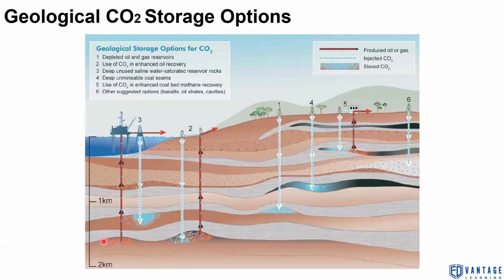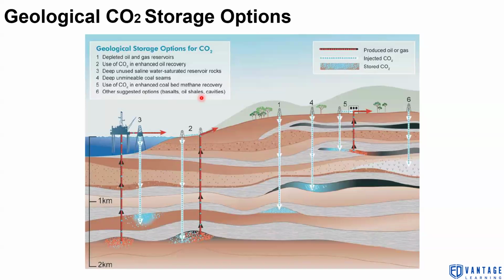Next comes storage. So in storage, the main focus should be on looking at the storage sites available. So as of date, after checking a lot of research and practical projects happening in the world, there are six storage sites available for geological storage. Depleted oil and gas reservoirs in enhanced oil recovery for sequestration and utilization. Deep unused saline water saturated reservoirs or aquifers. Then unminable coal seams in enhanced coal bed methane recovery, and other options like basalts, oil shales, and cavities. Right. So each of these options has its own advantages and disadvantages.